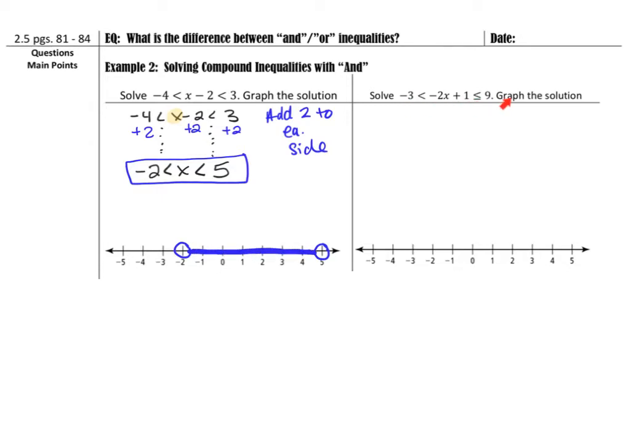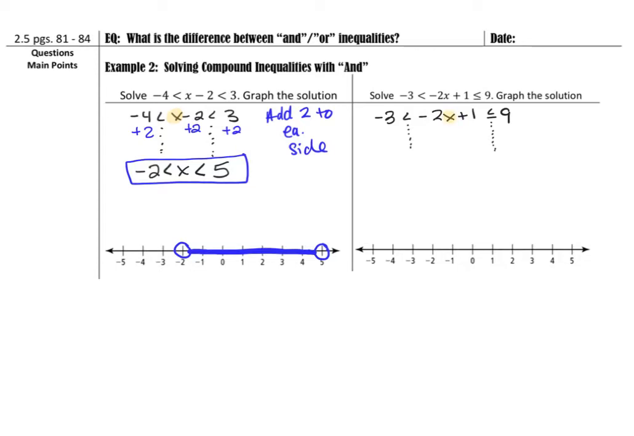Let's take a look at this next one. So the first step we should always do is just recopy the problem down to give us some room to work. And I kind of like to draw these lines, so it just kind of helps me separate my inequality into sections. So we're still starting in the middle because that's where my variable is, and we want to isolate the x. What do you think you should do first?